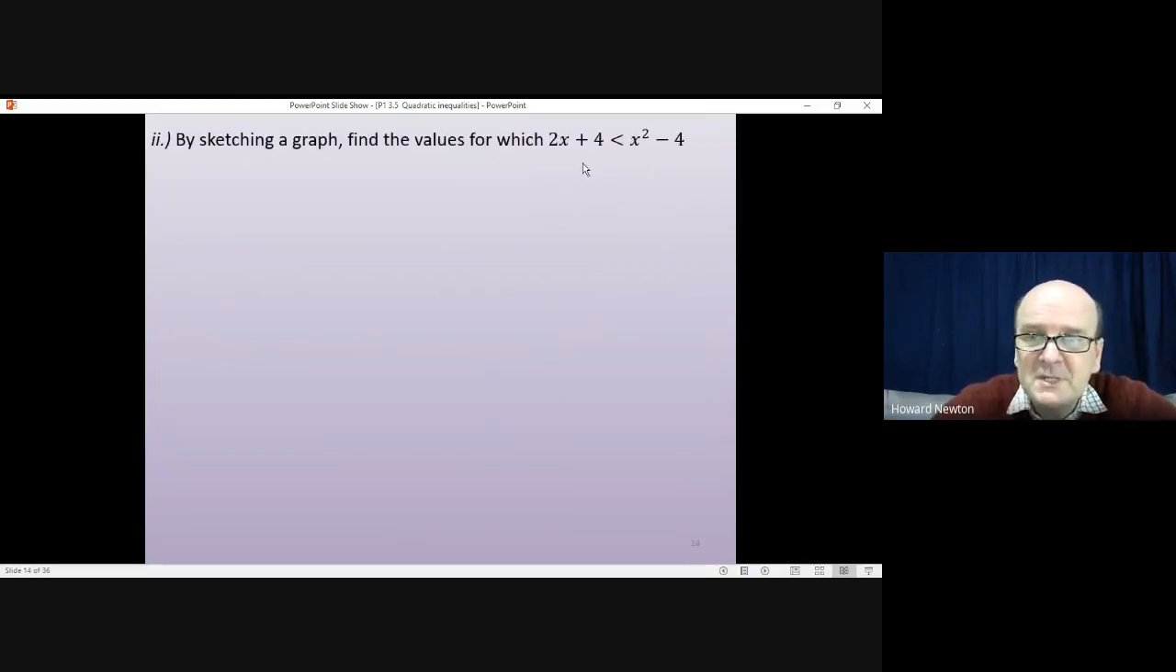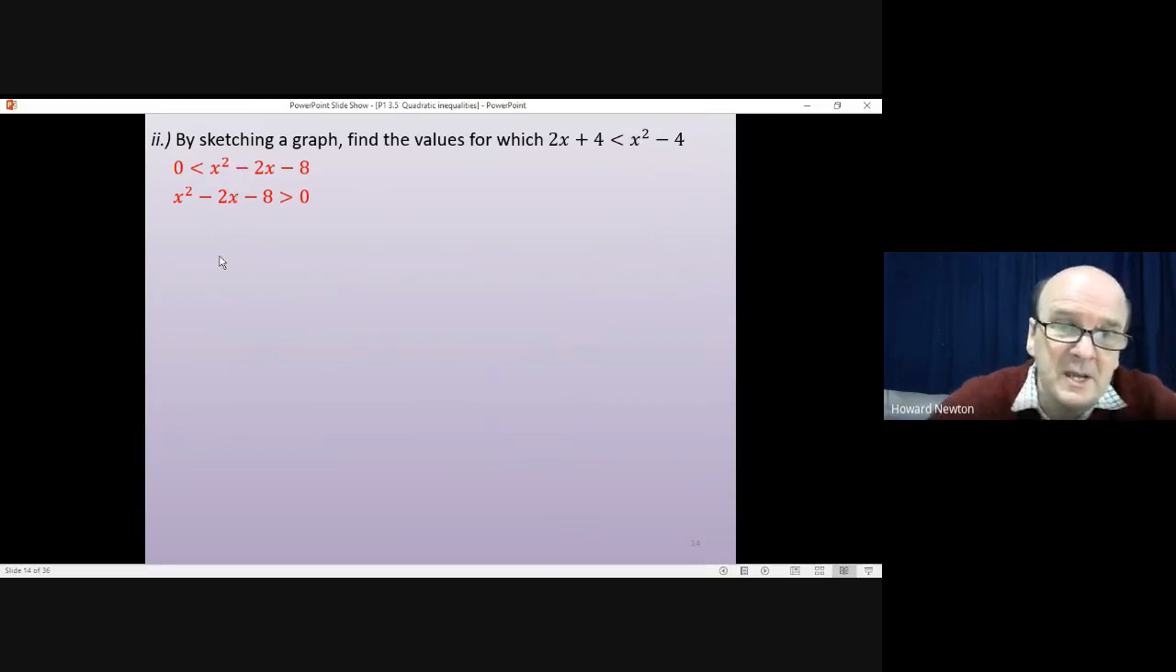To do the quadratic, we need to sketch the curve. But before we can do that, we need to rearrange things so that it looks like a normal quadratic inequality. So moving everything to the right-hand side and collecting terms would give me that. Now, you don't have to do this next thing, but I would always choose to write the x's first. That means you need to swap the inequality sign. So both things say exactly the same thing, that x squared minus 2x minus 8 has to be greater than 0.